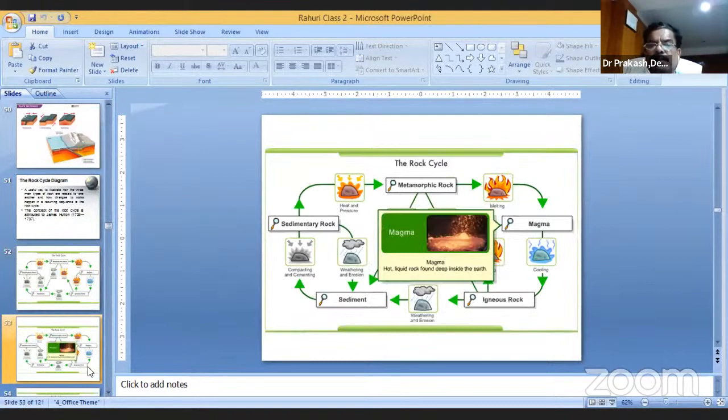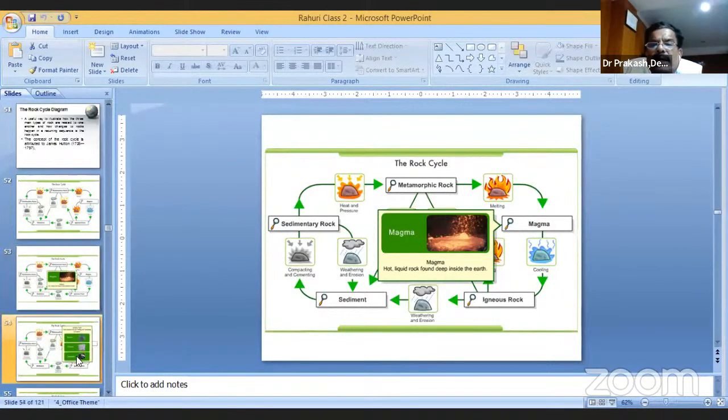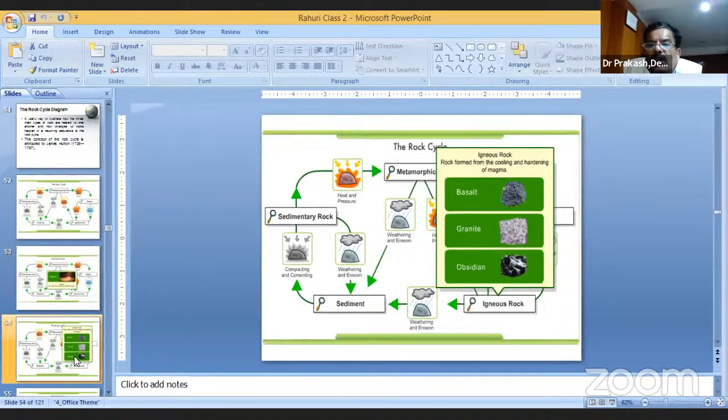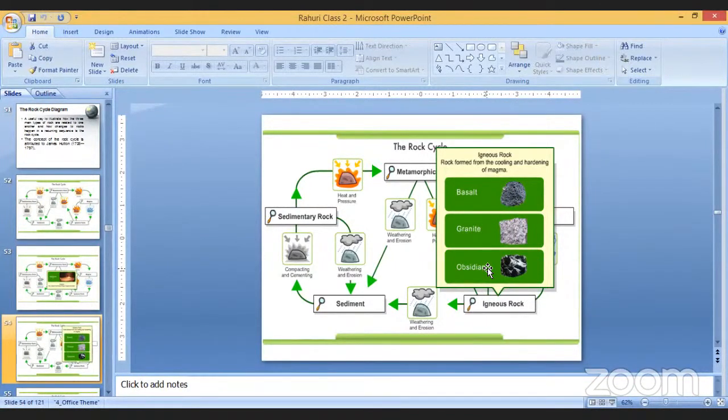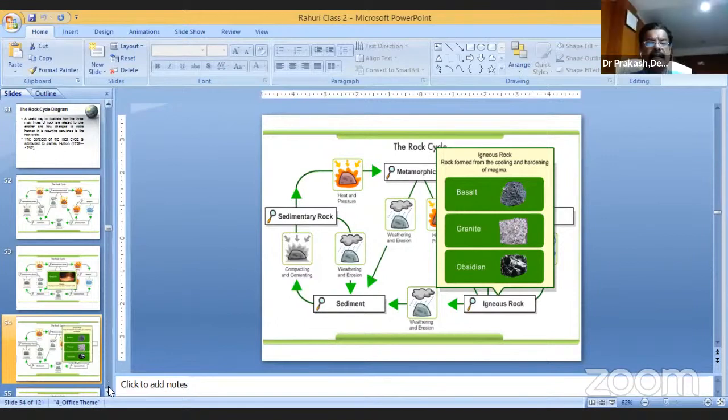So this is the magma, and we have another one. Igneous rocks are rocks formed from the cooling and hardening of magma: basalt, granite, obsidian. Obsidian has a very glassy, fine texture. And remember, pumice floats on water because its specific gravity is around 0.92 or 0.95, I don't remember exactly. It is lower than the specific gravity of water, so that's why it floats.